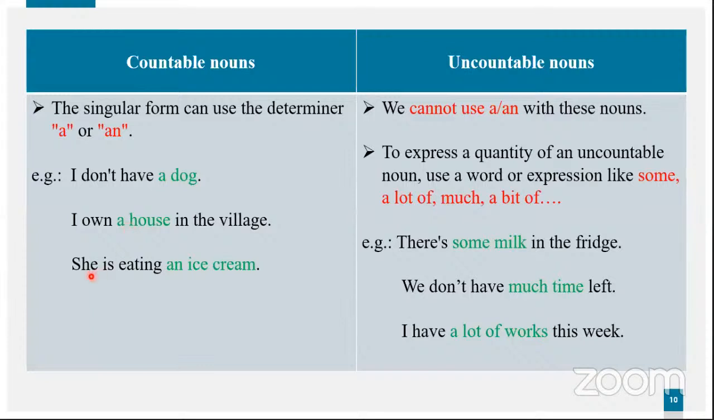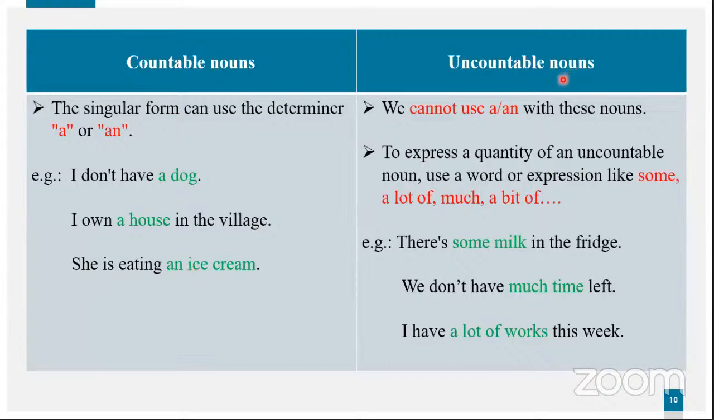Third example, she is eating an ice cream. Ice cream එකක් කමින් ඉන්නවා. So these are countable nouns, right? This is an animal, you know, dog is an animal. This is a place. And last thing, ice cream is a thing. So we can use these countable nouns with the determiner a or an, right? It's for countable nouns.